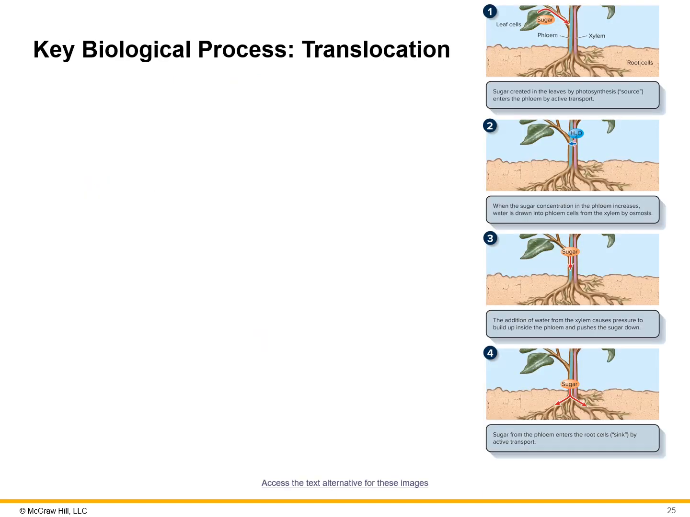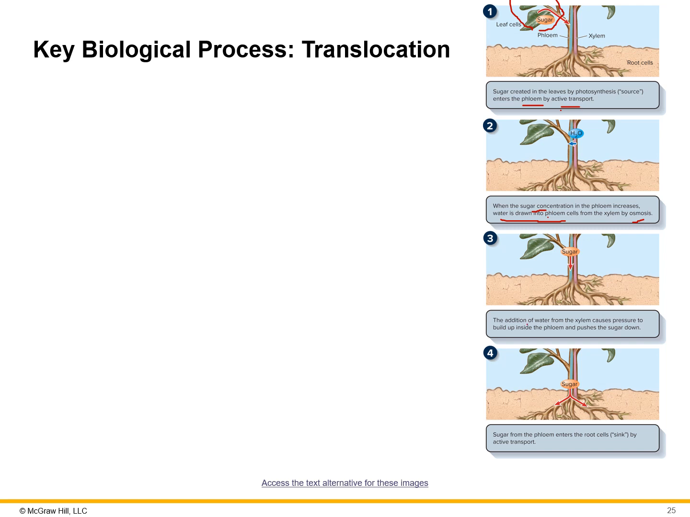So here, this is showing this translocation. So again, our sugar is created in the leaves here by photosynthesis. So that's our source. Here is the leaf cell, those parenchyma cells. It enters by active transport. So the way that it gets into that phloem is using energy. Now, once it's in there, though, again, now we have that hypertonic condition, so that sugar concentration increases, and that draws water into the phloem cells. And that's through a process of osmosis. So that doesn't need any energy.